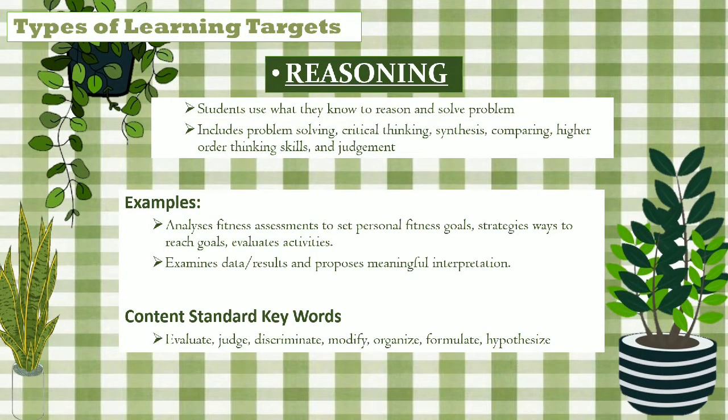Next type of learning targets used in performance assessment is reasoning. Students use what they know to reason and solve problems. Includes problem solving, critical thinking, synthesis, comparing, higher order thinking skills, and judgments. So here's an example. Analyzes fitness assessments to set personal fitness goals, strategies, ways to reach goals, evaluates activities. And another example is examines data or results and proposes meaningful interpretation. The content standard keywords are written below as well.